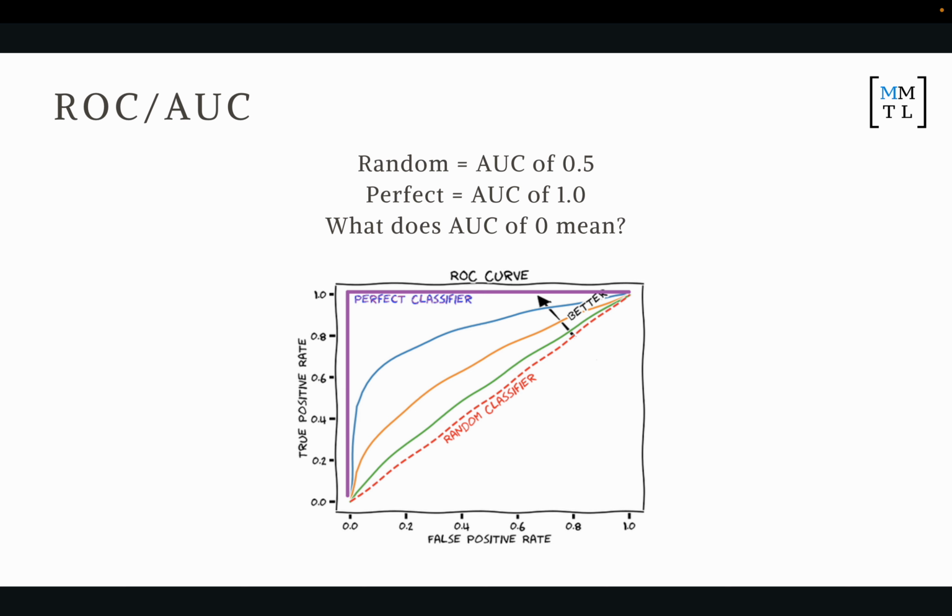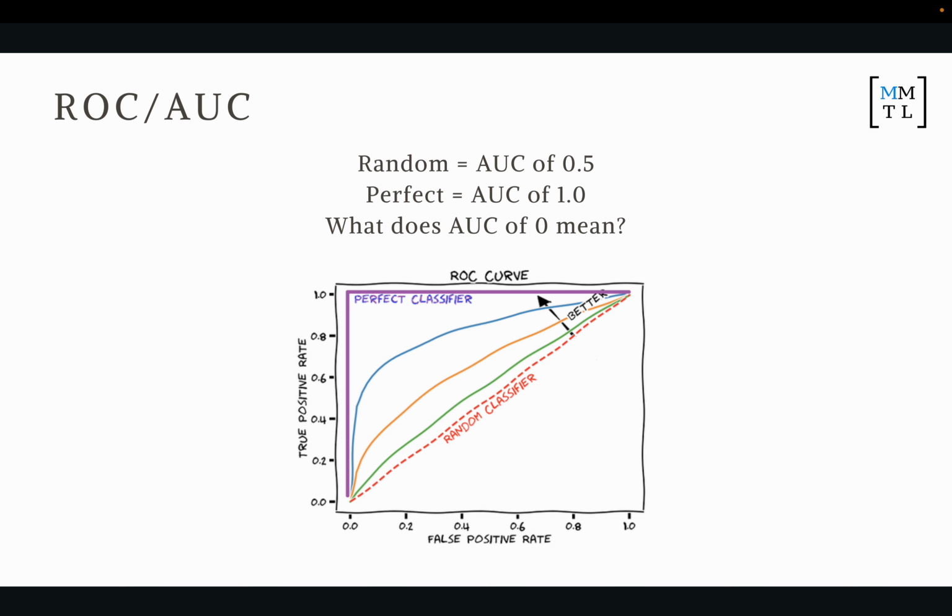All right, can anyone tell me what an area under the curve of 0 means? Yeah, it's perfectly wrong. Exactly, okay? So in that scenario, just flip the labels, because your model's so bad that it's so good now, right? You can just reverse all your outputs and you're going to be perfectly correct, okay? Does that make sense? So if you ever see an AUC less than 0.5, it's worse than random. But bizarrely, because you can simply change your output labels, you can flip it so that the model does surprisingly well, okay?